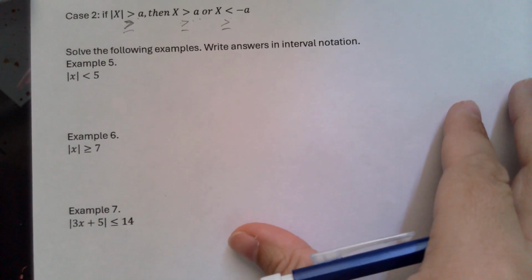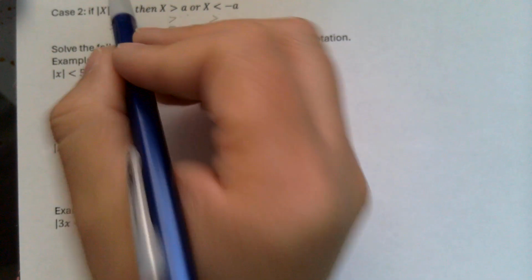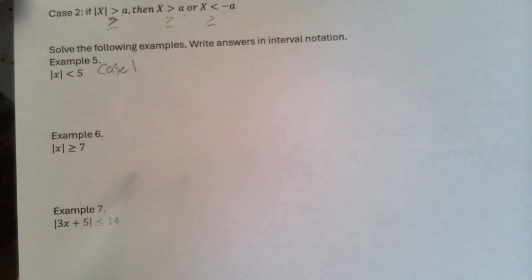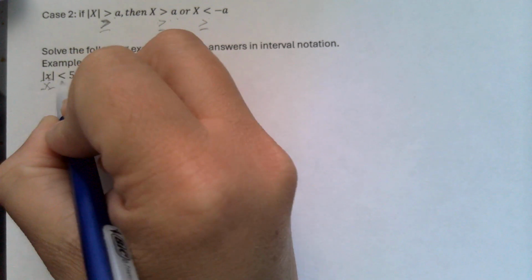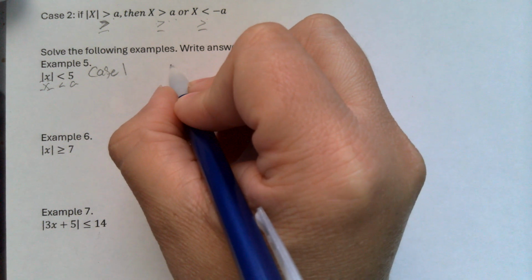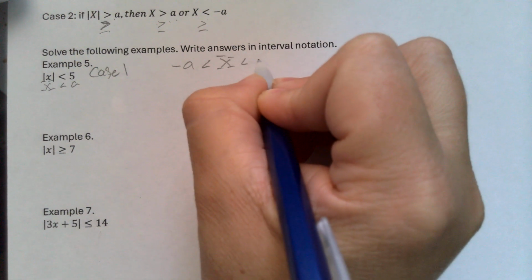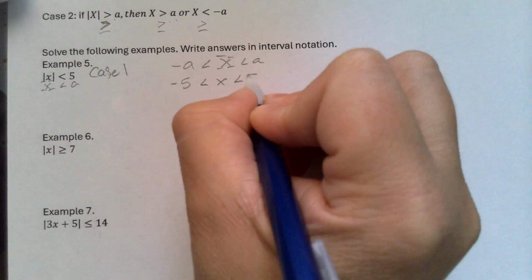For our first one, the absolute value of x is less than 5. We have a less than symbol. That's going to be our case 1. As long as you know what to do, you're fine. You don't have to put case 1 or case 2. So we have our algebraic expression is less than a. That means we're going to split this up to be negative a is less than our expression is less than our a. So I get negative 5 is less than x is less than 5.